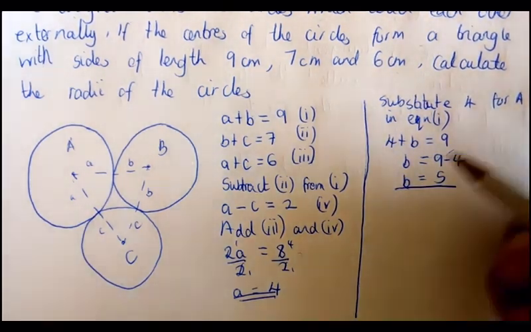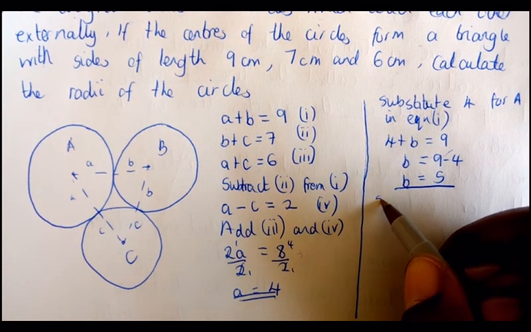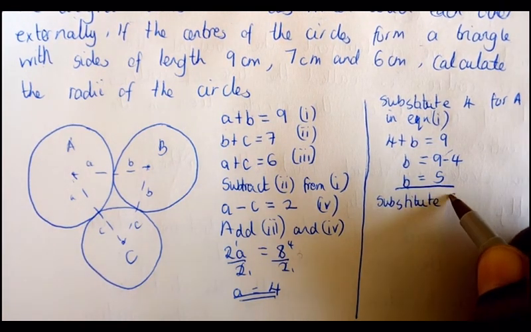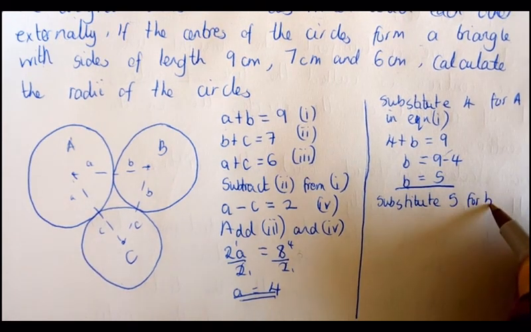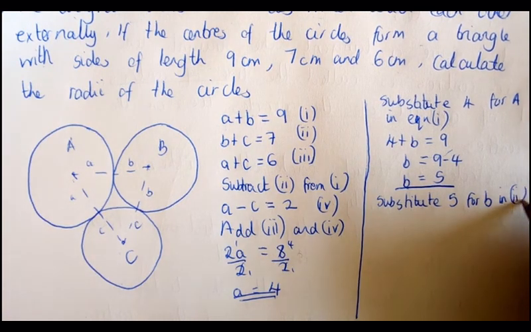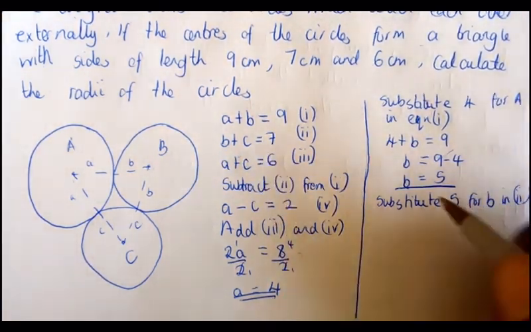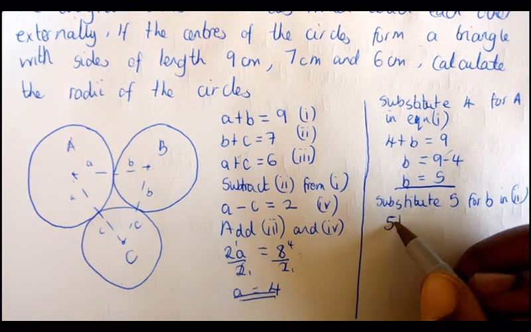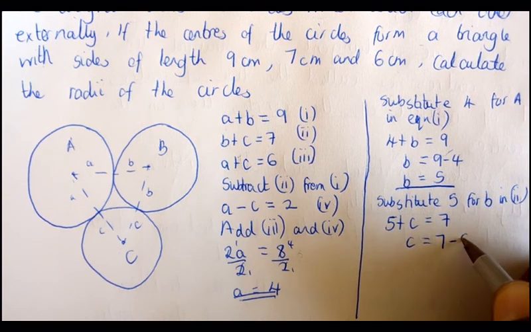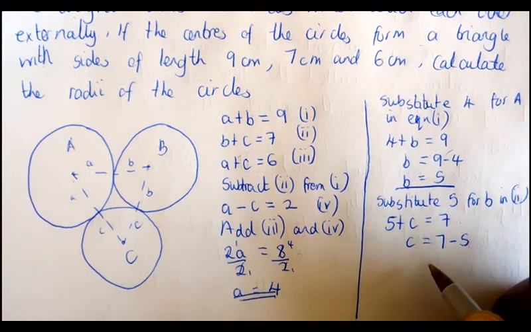We now have B. We are left with C. We then substitute 5 for B, in which equation? 5 for B in equation 2. Equation 2 says B plus C is equal to 7. So it becomes 5 plus C is equal to 7. C is equal to 7 minus 5. Since we moved 5 to this side, it changes the sign. So C is equal to 2.